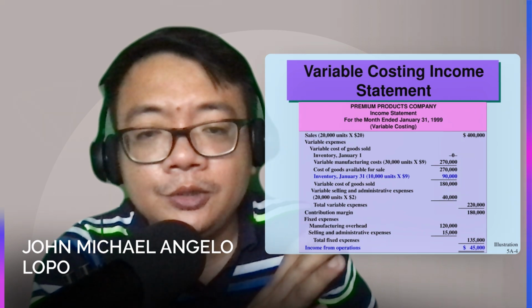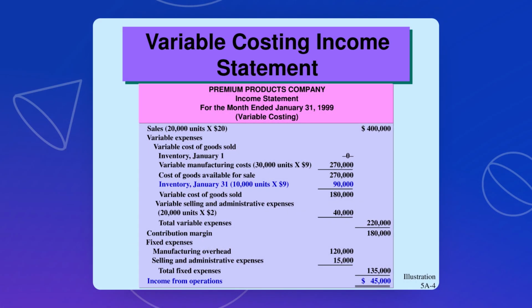Alright. How about in terms of the variable costing? Your sales is 20,000 times 20, 400,000, and the beginning inventory is 0, then the variable manufacturing cost is 30,000. Please take note, it is 9 pesos already. Now, hindi na 13. Okay? So, you have 270.